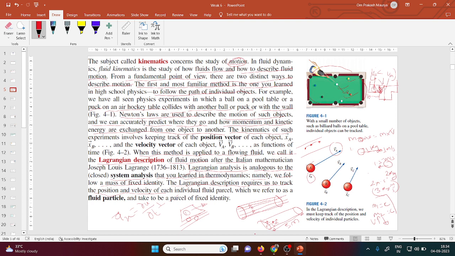Concentrate here: track the position and velocity both of each individual fluid parcel. A fluid parcel, fluid particle, and fluid molecules. Let me explain. Let's say one glass of water. In one glass of water, many fluid molecules are there. By the combination of fluid molecules, one fluid particle is a group of fluid molecules. How many molecules are in a group, we don't know actually, but for the mathematical expression we just assume that some group of fluid molecules forms a fluid parcel, or fluid packet, or fluid particle. This is the same thing by different names. We can say fluid particle, fluid packet, or fluid parcel.